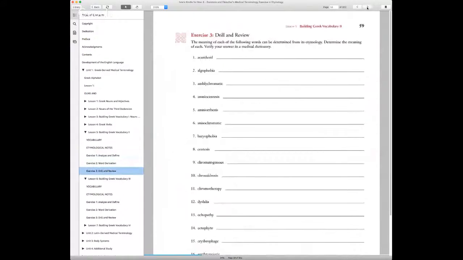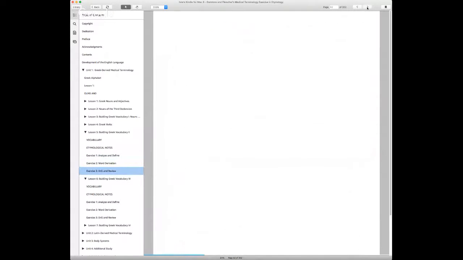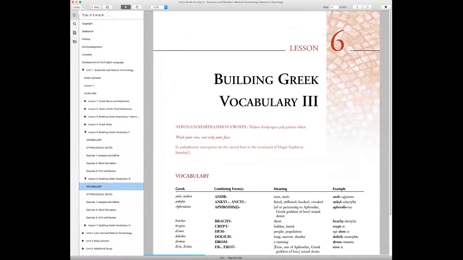Moving on to lesson 6, it's the same thing. Starting you off with a nice Greek phrase, nipsan anomima, mi monon apsin, wash your sins, not only your face. This is an inscription, indeed, in Hagia Sophia in Istanbul. That literally would mean sacred wisdom in Greek. And it is a palindrome, so every letter at the start is the same as a letter at the end, and they meet in the middle with this A.